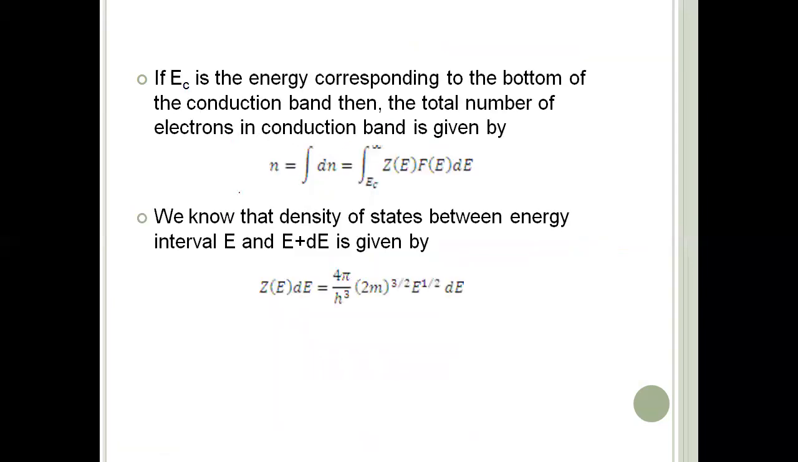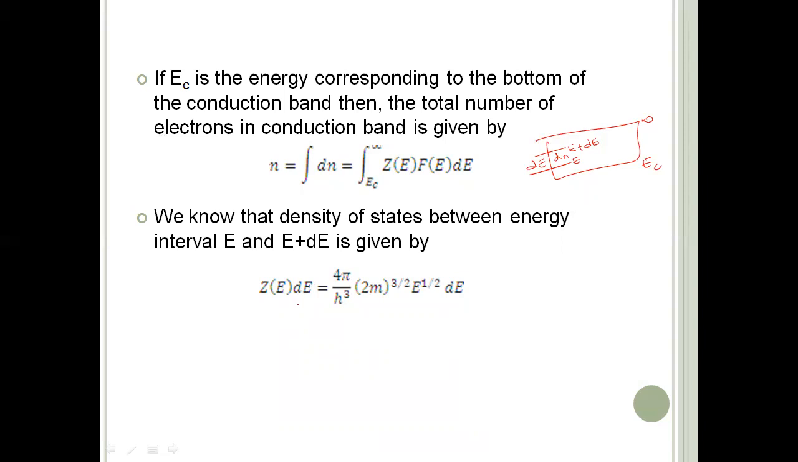Now, to get the total number of electrons in the conduction band, just integrate dn from EC to infinity, from the minimum energy of the conduction band to the maximum energy of the conduction band, as the conduction band is extending from EC to infinity, and we have taken dn in an energy gap of dE, which extends from E to E plus dE. So the total number of electrons n is equal to the integral from EC to infinity of z(E) f(E) dE. So what is z(E) dE?